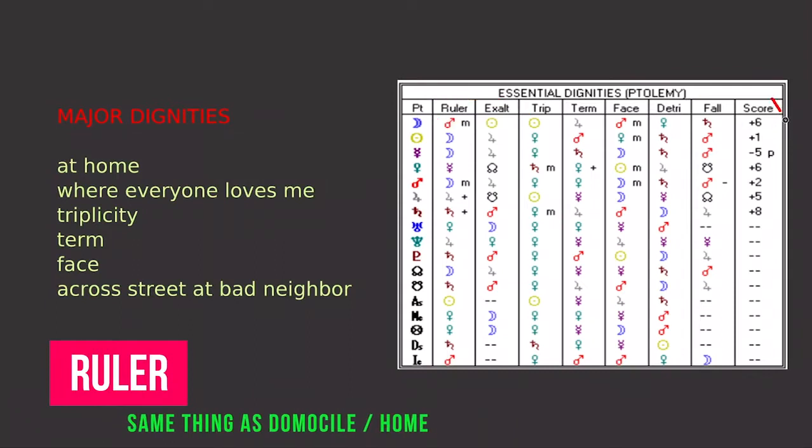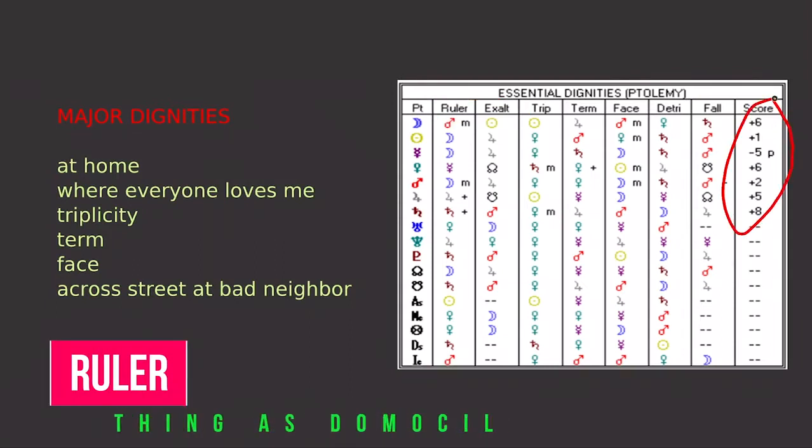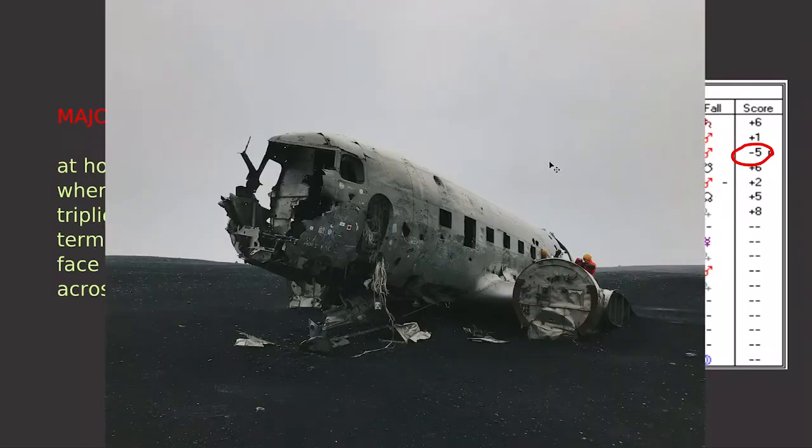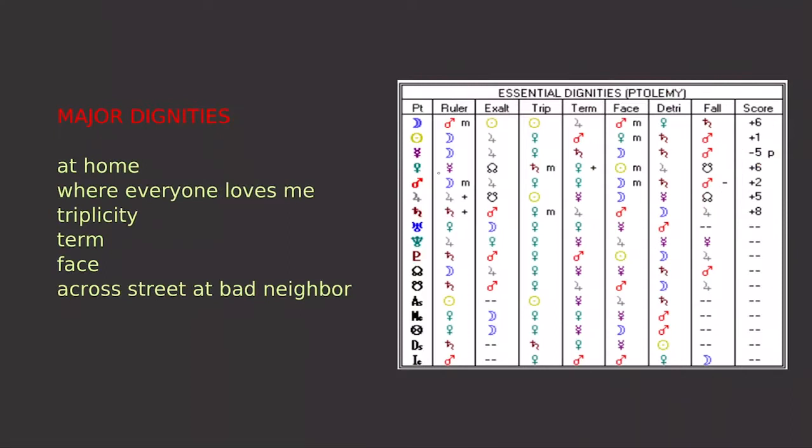So as you can see over here, we have a grade. For example, the moon is going to be a +6. So the moon got an A+. The moon is doing pretty good. And over here with +6, we got Venus. Venus is doing pretty good as well. Now, if we look at Mercury, Mercury's having a rough time, at a -5. So you're kind of wondering, how do we come to all these numbers?